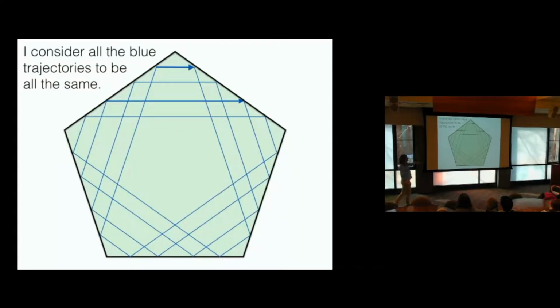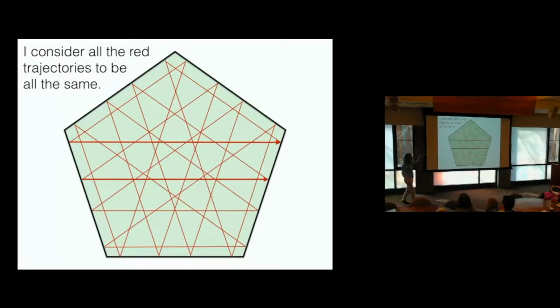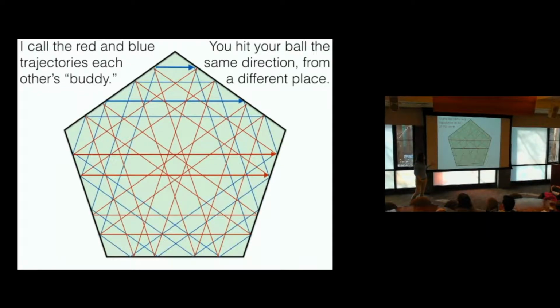So I consider all the blue trajectories to be basically the same. I don't differentiate between them. They're all the blue trajectory, even if it's shifted over a little bit. And I consider all the red trajectories to also be the same as each other. But I consider the blue and red to be each other's buddy. Because it's basically like you made a decision, I'm going to hit my ball in this direction, and then depending on where you put down your ball, you get either the red or the blue. So they're buddies. They're intimately related.